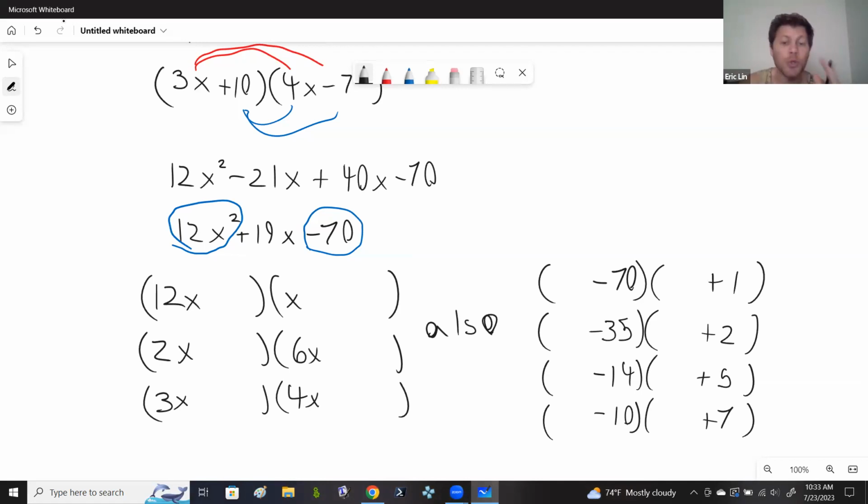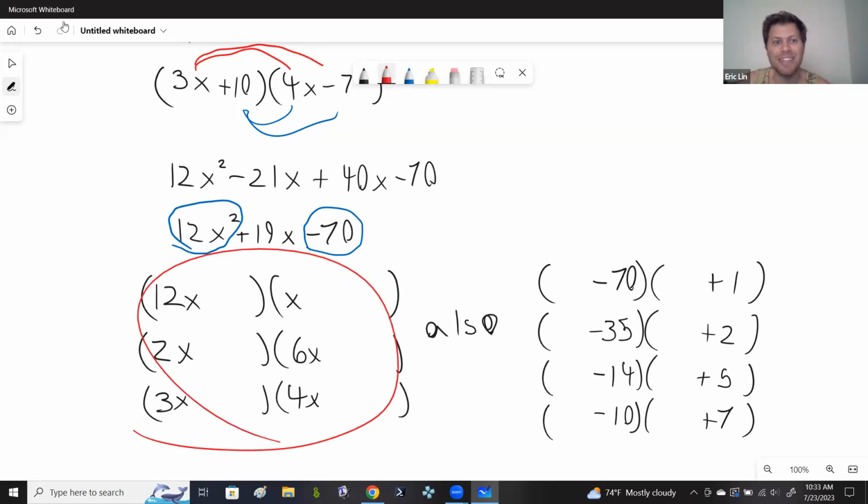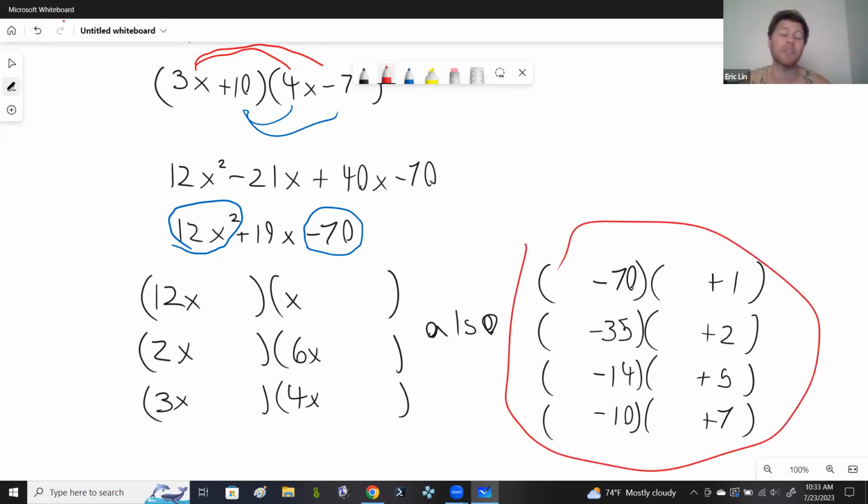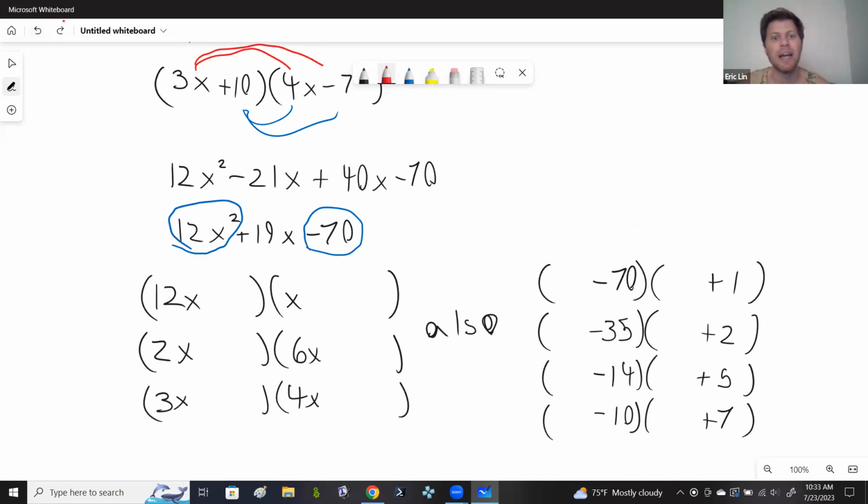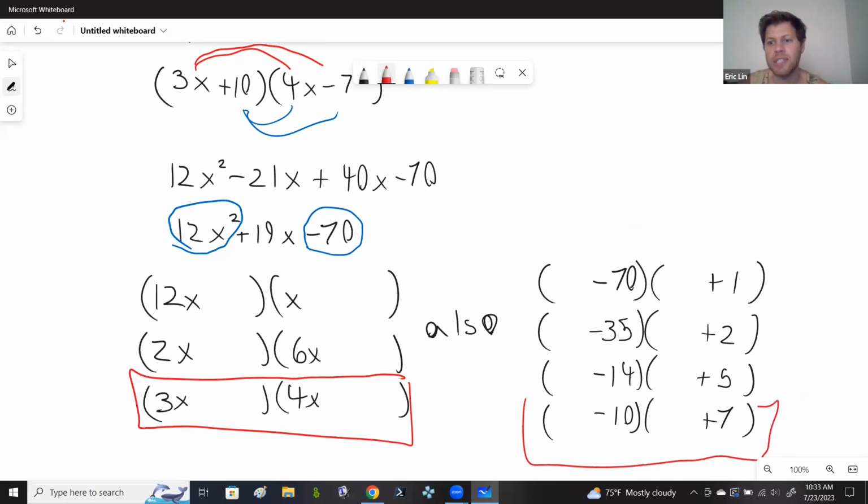So if you didn't have any other method and you just had to guess and check your way through, there are a lot of different combinations because you would have to choose the correct pair over here. Right? Is it 12x and x? Is it 2x and 6x? Is it 3x and 4x? And pair it with the correct one of these. And remember, there's actually 8 of these. There isn't just 4 because there's one where the signs are flipped. We did this backwards, so we know that it's this, and then it's this with the signs flipped.